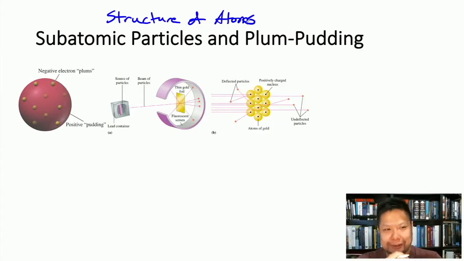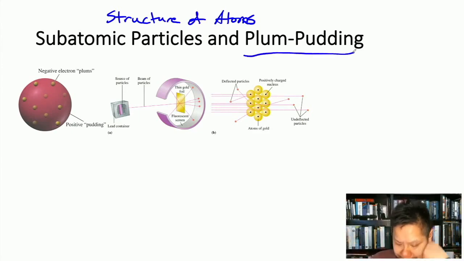atoms must be composed of charged particles, like an electron, which is negatively charged, and then in some kind of a medium that's positively charged. So this became known as the plum pudding model. In the plum pudding model, the negative electrons were the plums, and the medium that was positive, that those electrons sat in, was called the pudding, the positive pudding right there, right?